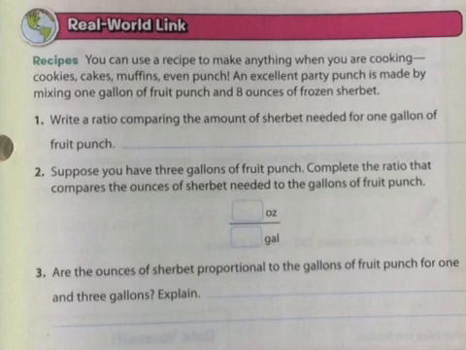Okay, let's look at the real world link. Recipes. You can use a recipe to make anything when you are cooking. Cookies, cakes, muffins, even punch. An excellent party punch is made by mixing 1 gallon of fruit punch and 8 ounces of frozen sherbet. Write a ratio comparing the amount of sherbet needed for 1 gallon of fruit punch.